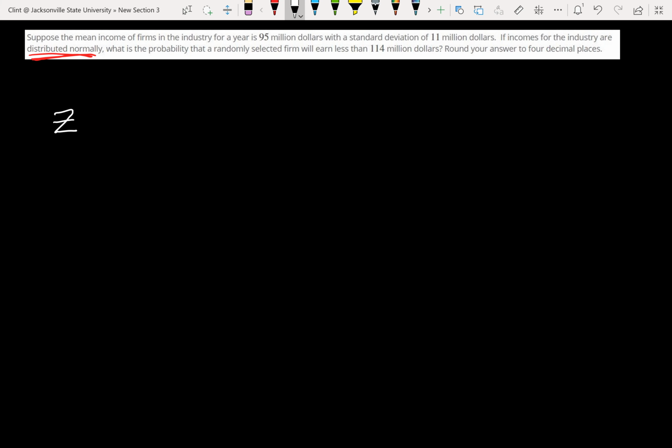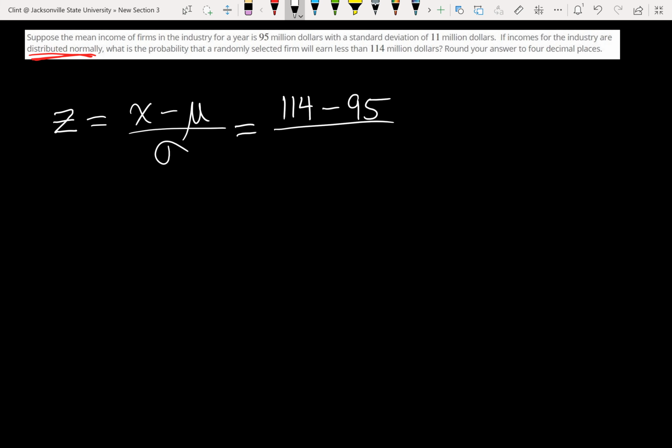And to come up with the z-value, it doesn't give it to us, so to come up with it, it's x minus mu divided by sigma. Mu is the mean of the data distribution, sigma is the standard deviation of the data distribution, and x is the data value that it's asking us about. So to get our z-value here, we've got $114 million, the one in the question, the mean of this distribution is $95 million, and the standard deviation is $11 million. We're going to round this to 2 decimal places.